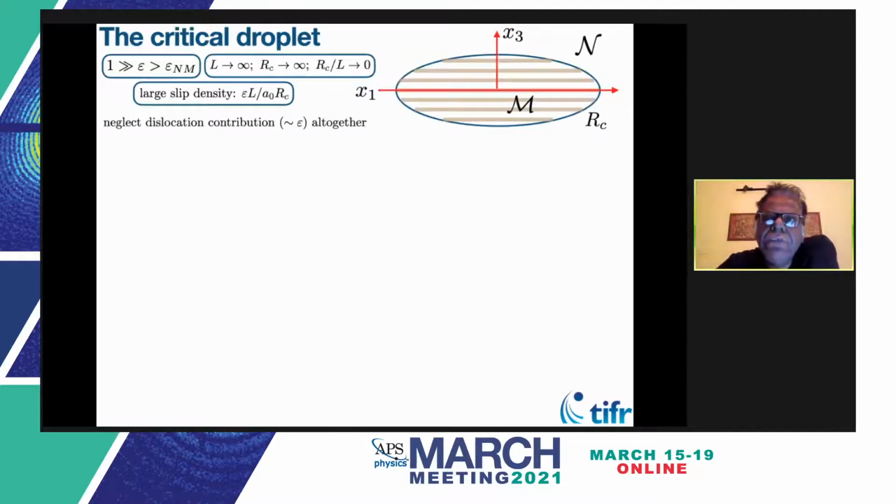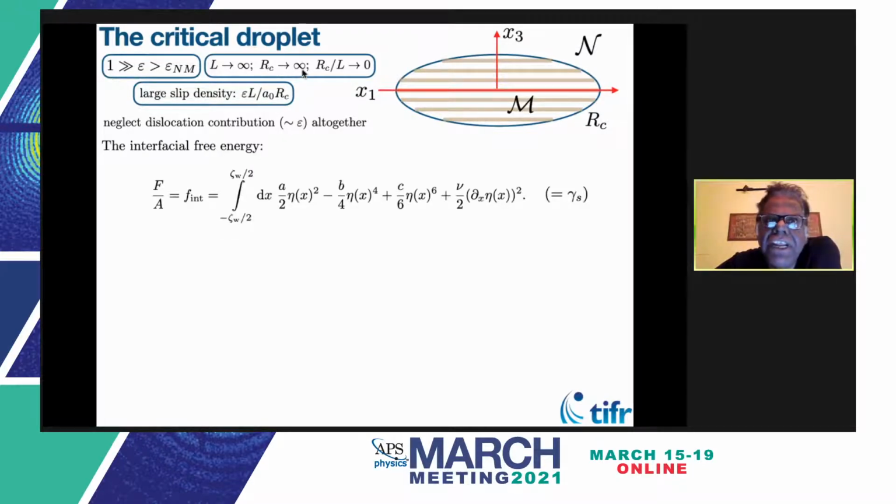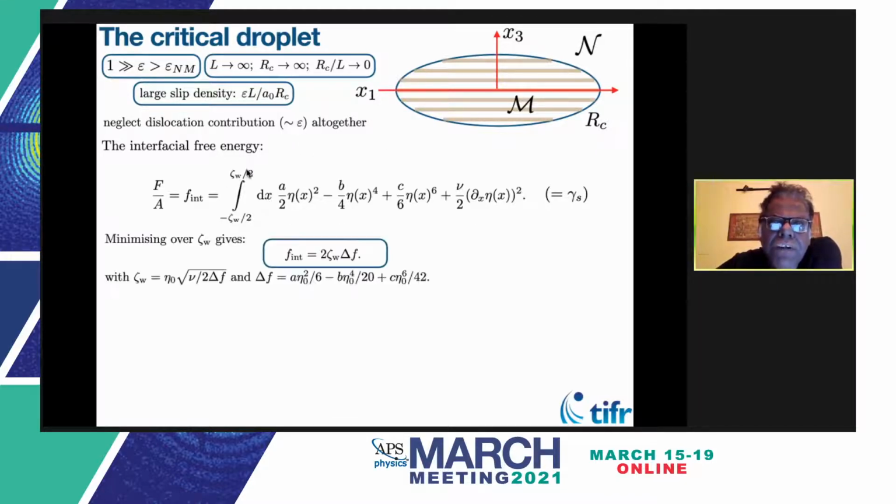Okay, so now we are ready to calculate the free energy of a little droplet. We have to take into account that we are interested in strains which are larger than the strain at which the first slip plane occurs, but it is still small. And to have a droplet, you should maintain that the size of the system goes to infinity, the radius of the droplet goes to infinity, but radius divided by size goes to 0. In this limit, you have a large density of slip planes like this, and you can actually neglect the dislocation contribution altogether and get interfacial free energy over a certain width, which you can minimize and get the minimized interfacial free energy, which is independent of the strain in this limit.